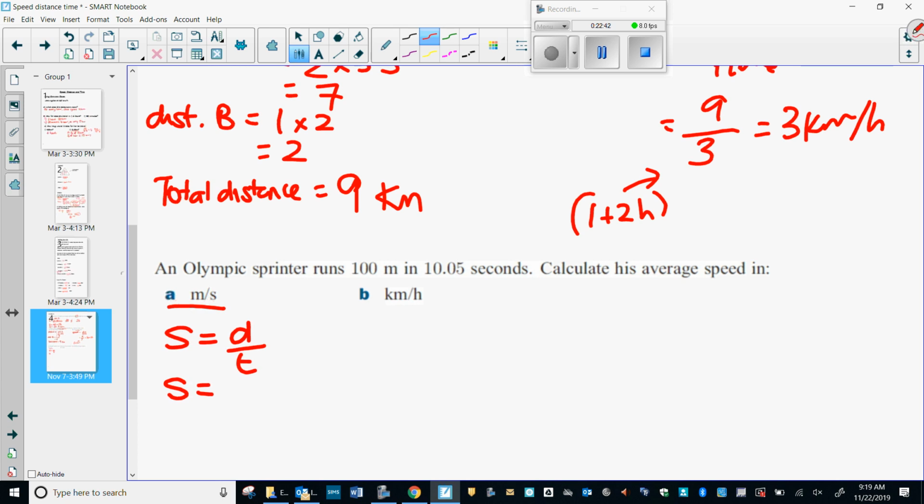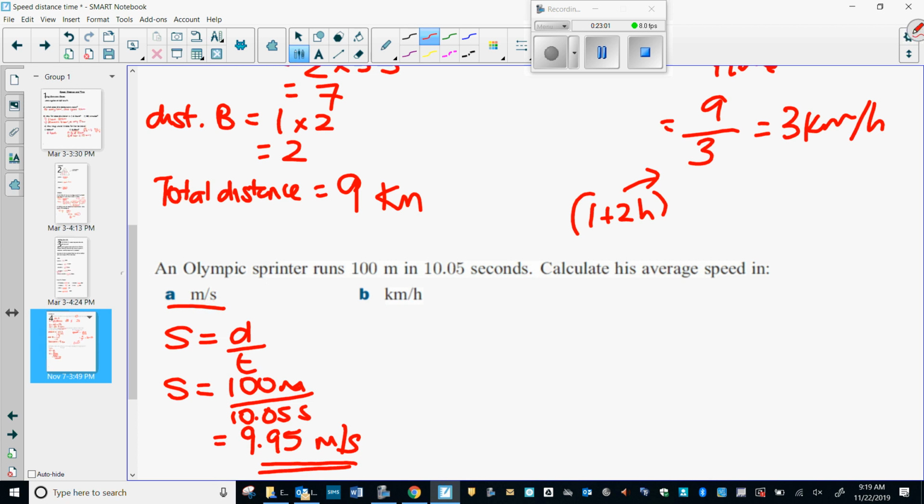So speed is 100 meters over 10.05 seconds. So that's what? I don't know the answer. 9.95 meters per second. Lovely job. That's what I got. Okay? So that's one option.